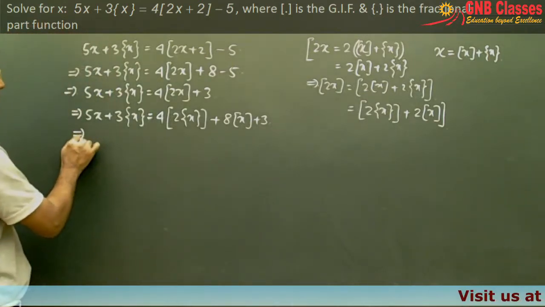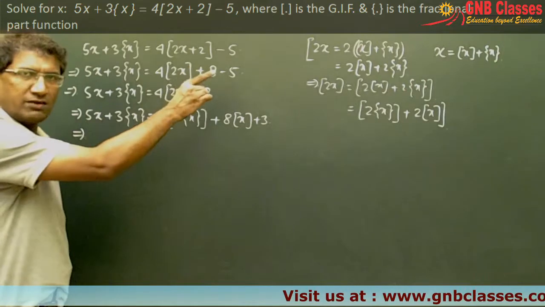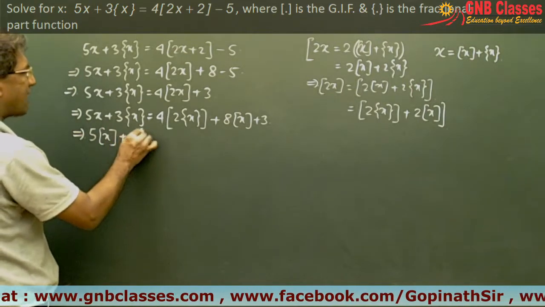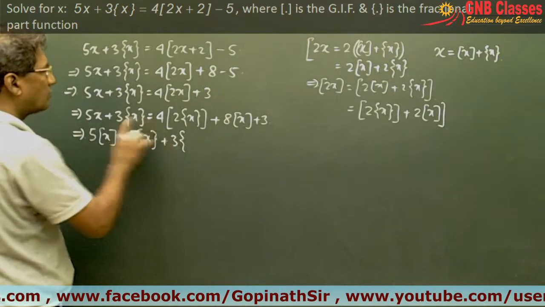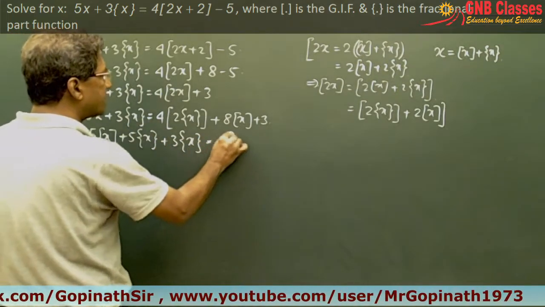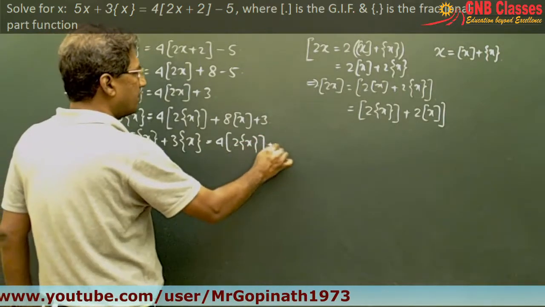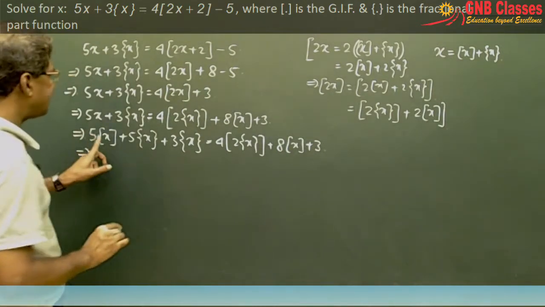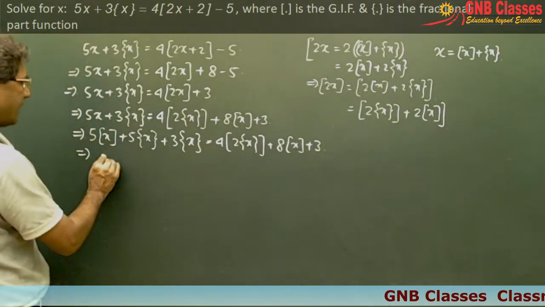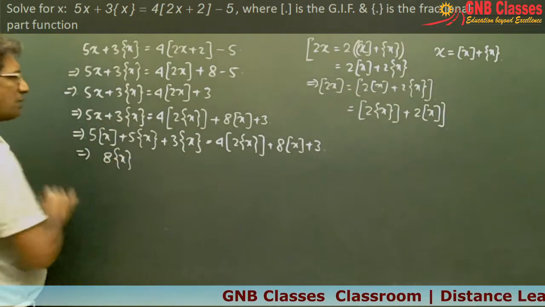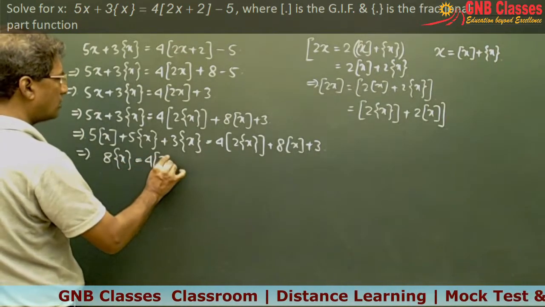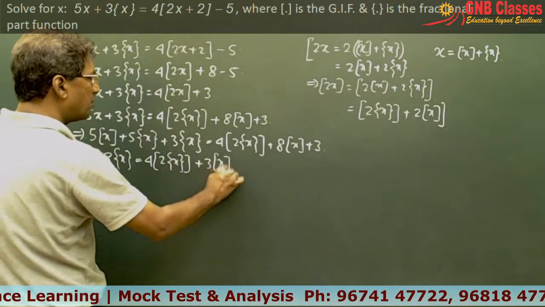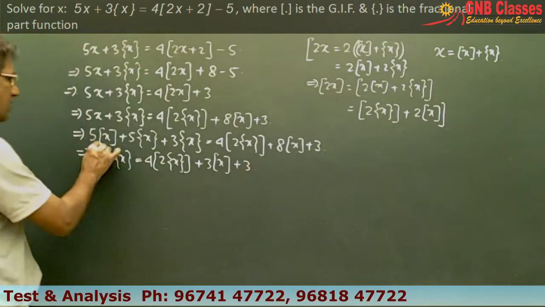So we are getting what? Again you see, x can be replaced by ⌊x⌋ + {x}. So we are getting 5⌊x⌋ + 5{x} + 3{x} = 4 times (⌊2{x}⌋ + 8⌊x⌋ + 3). If I take 5⌊x⌋ to the right hand side, we are going to get 8{x} = 4⌊2{x}⌋ + 3⌊x⌋ + 3. Have you understood this?